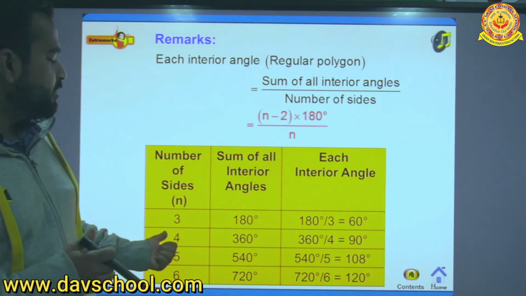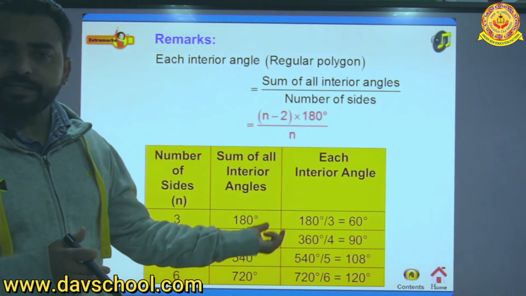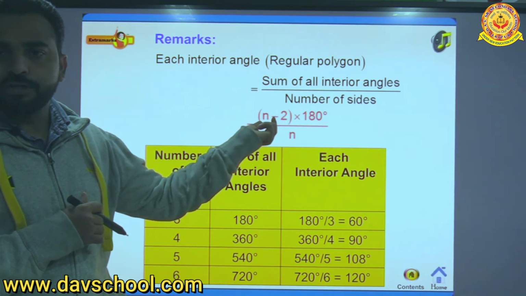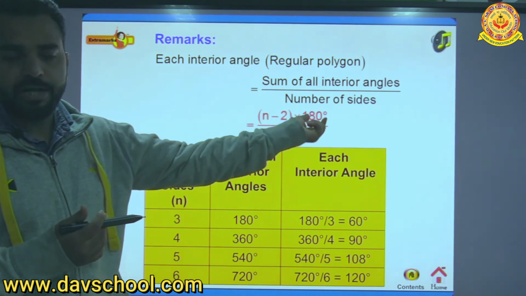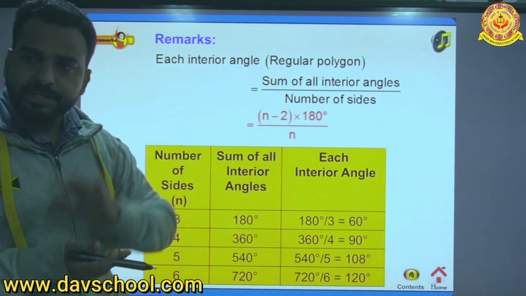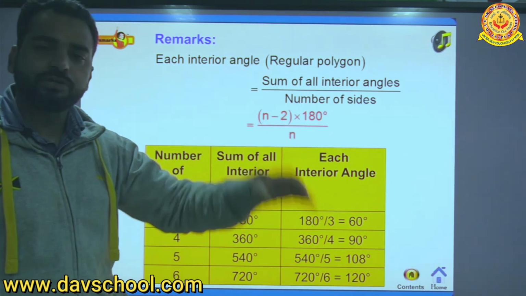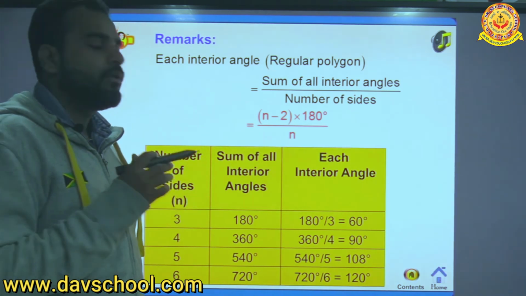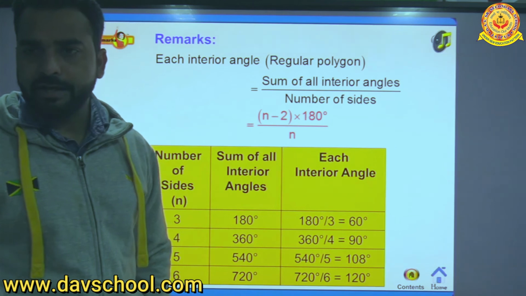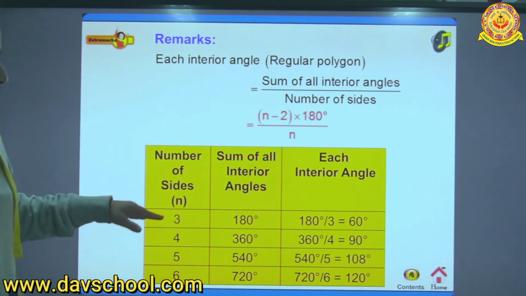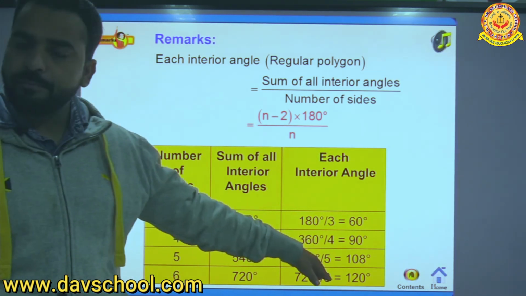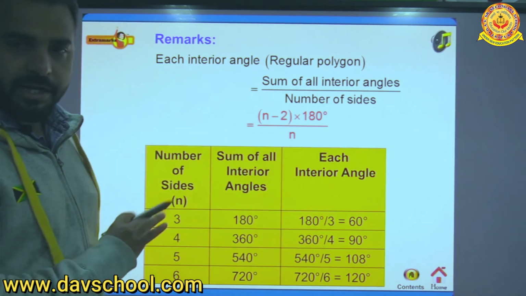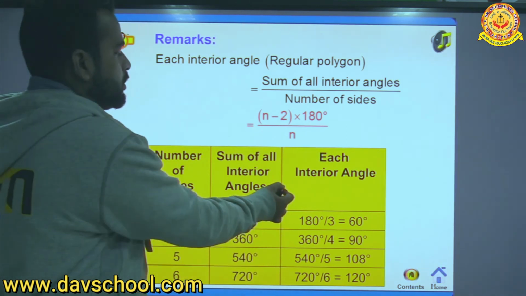So when the number of sides is 4, why is the sum 360 degrees? Because according to the angle sum property, 4 minus 2 is equal to 2, and 2 multiplied by 180 degrees is equal to 360 degrees. So 360 degrees divided by 4 is equal to 90 degrees. So in a square, all the sides are equal and all the angles are 90 degrees. Clear? Similarly, when the number of sides is 5, you have to divide by 5, and when the number of sides is 6, you have to divide by 6. Is it clear? Any doubt? All right.